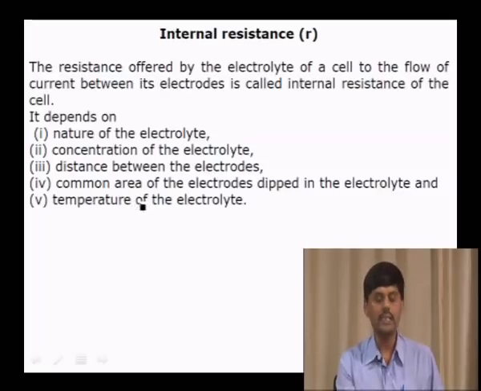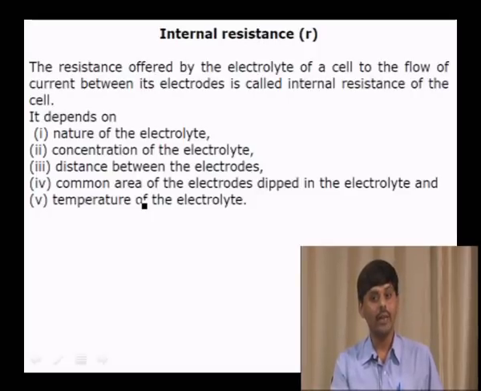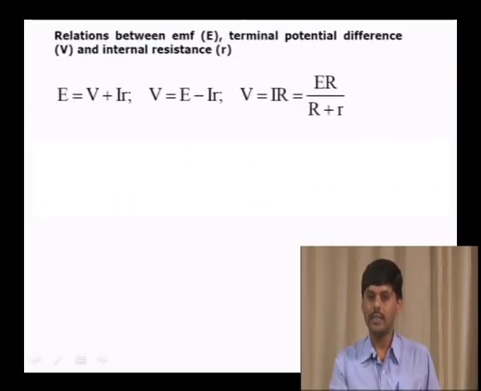This internal resistance of a cell depends on 5 parameters. Number 1 is the nature of the electrode, concentration of the electrolyte, distance between the electrodes, area of the electrode, and temperature of the electrode. Because of all these points, the internal resistance depends.